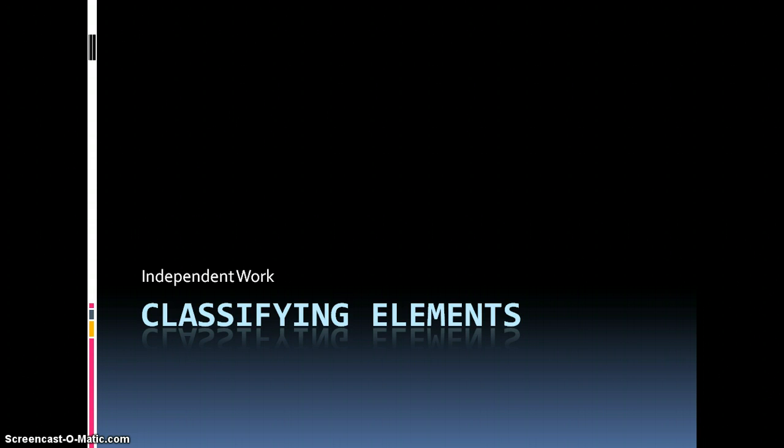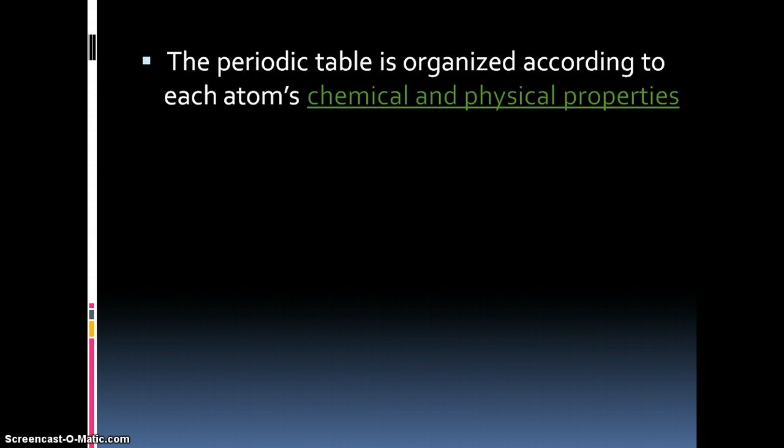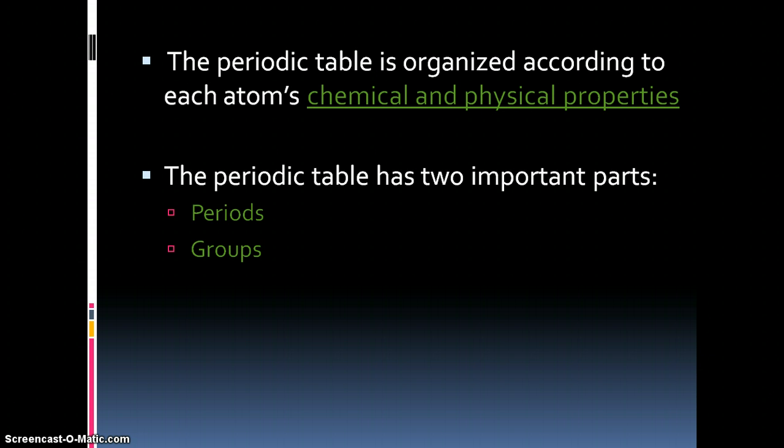Alright, today we're going to talk about classifying elements. The periodic table is organized according to each atom's chemical and physical properties. The periodic table has two important parts. Those are the periods and the groups.